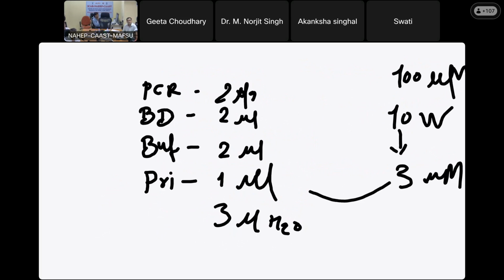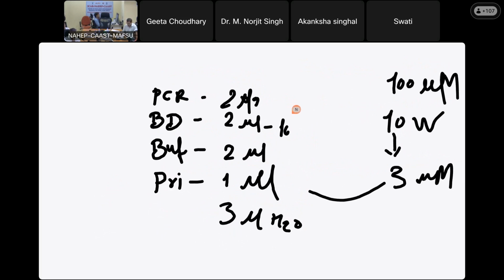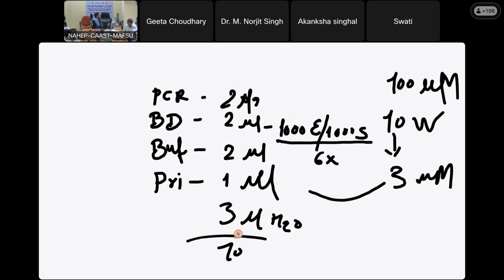Okay, so the cost of this is 1,000 euro per 1,000 samples. 1 euro, 100 rupees. But we have developed the buffer in our laboratory. This is a trick. We never tell the company, but we dilute this 6 times and then use. Okay, so at the end the cost is 6 times less. And here the total is 10 microliters.